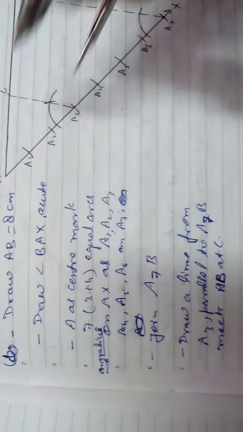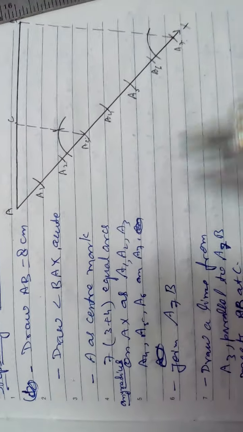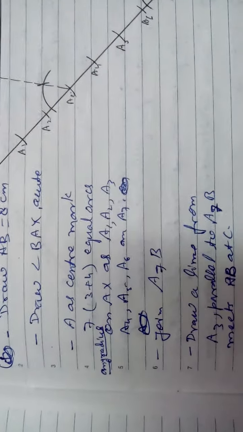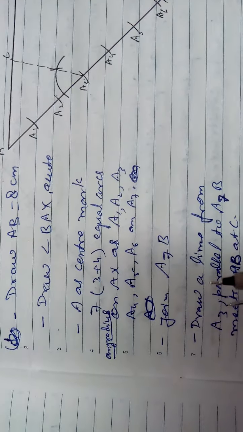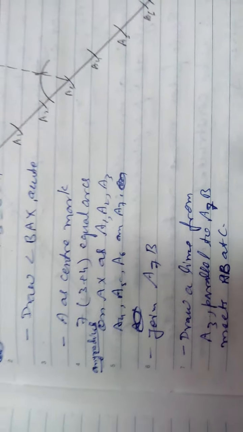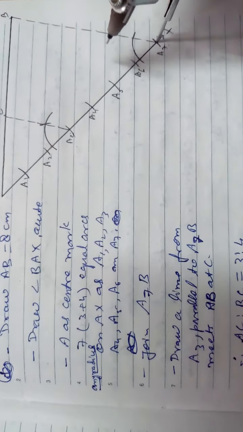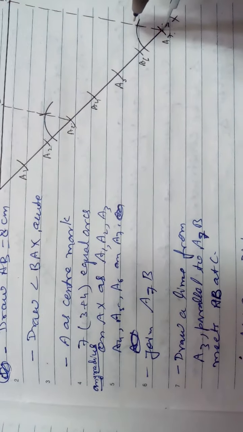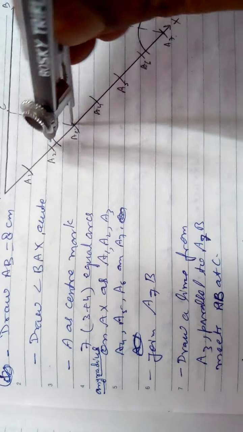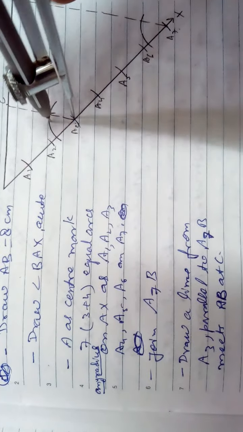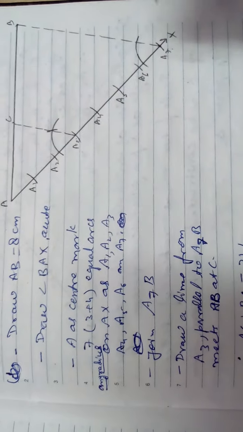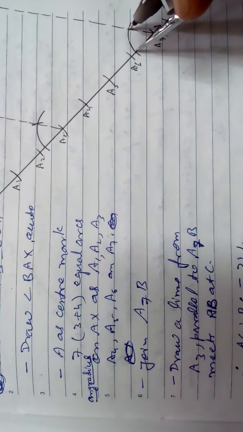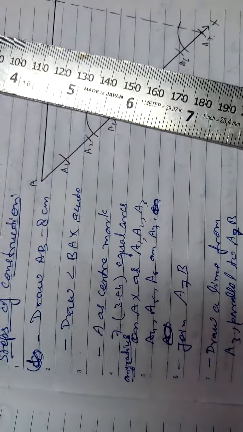How will you draw a parallel line? We will make a corresponding angle equal. It is not a 10th standard part, but we will do it. Draw a line from A3 parallel to A7B. How? Like this we will make an arc of this, and with the same radius we will make the arc here. Then equal angle formation, which is given in class 9th. So take the measure of this and from here you cut it. After this, by scale you join these two.